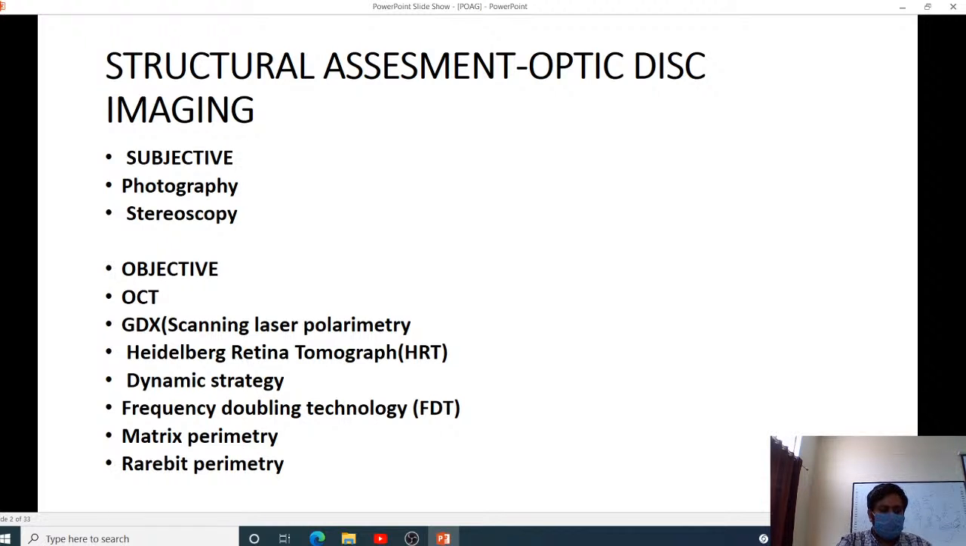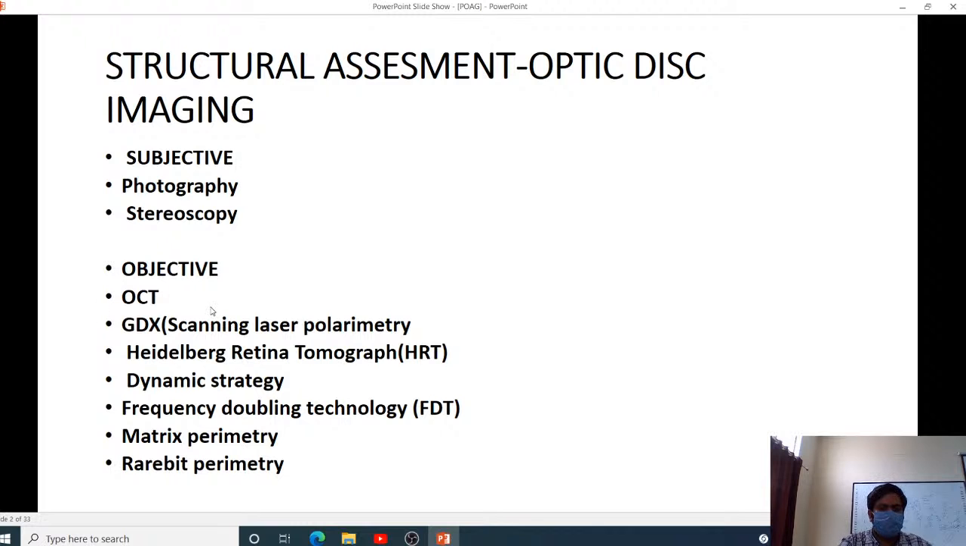These tests are usually not. These tests are good for patient follow up, but they are not so reproducible. That's why we have a need for objective tests. The most important objective test is OCT, that is optical coherence tomography. As we know, OCT is also used in macular disorders. It has equal importance in cases of glaucoma, where we have doubtful cases or complicated cases.